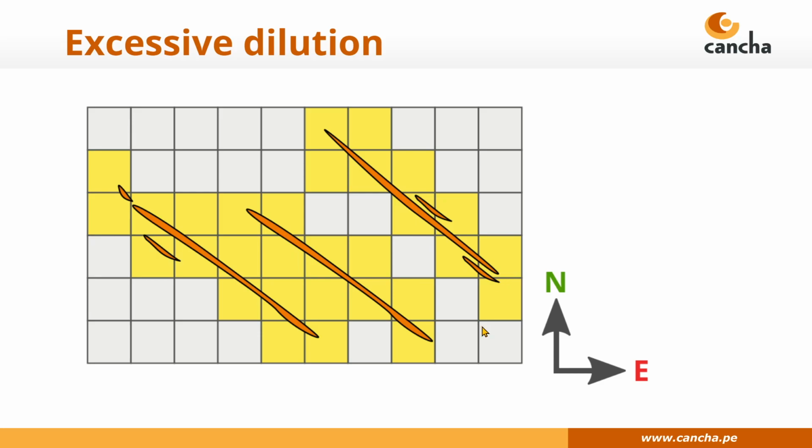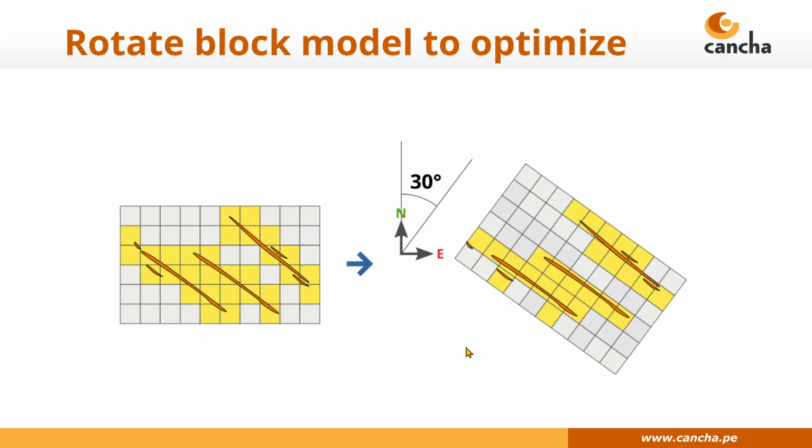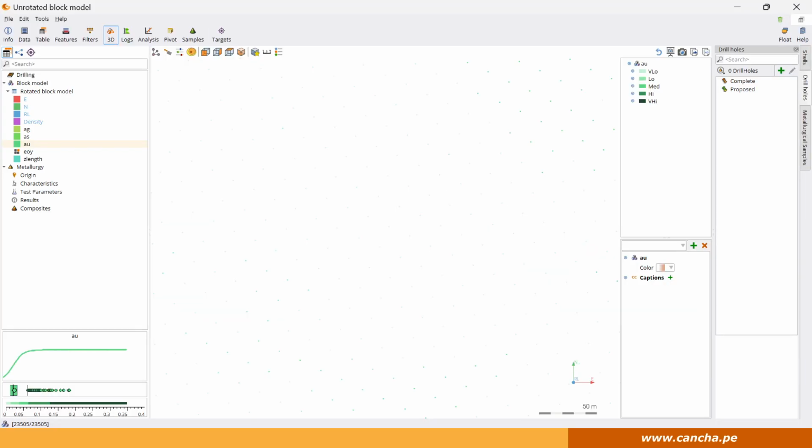So it's just not convenient for mine planning. It gives the impression of low grade. So what they do is they rotate the block model to line up with the structures. Consequently, you get more blocks with more in each one. The average grade is better, and as a consequence, the project looks more attractive. So that's what it's all about. But what happens when we try to import a block model into Cancha?